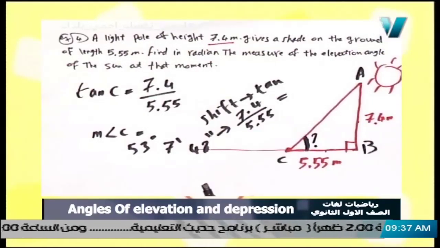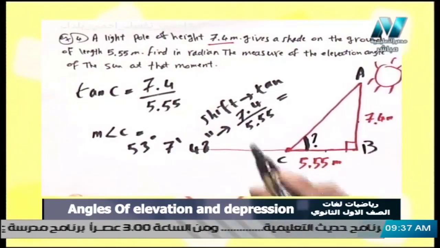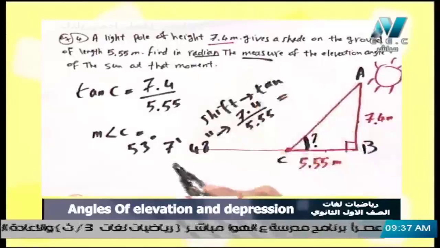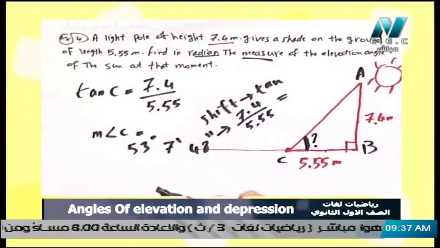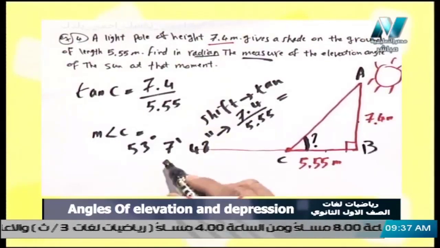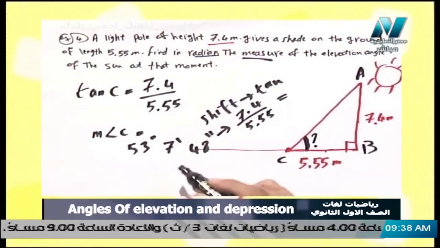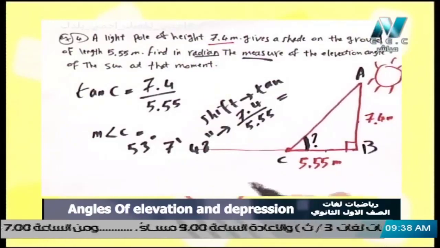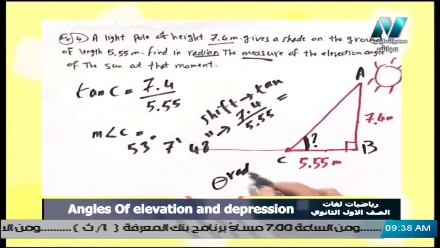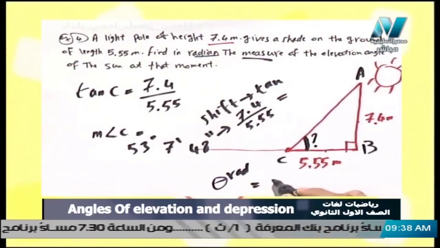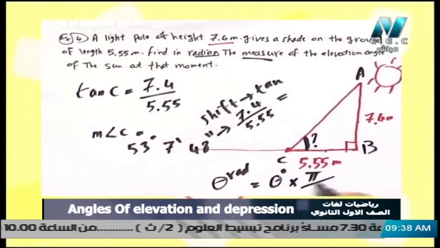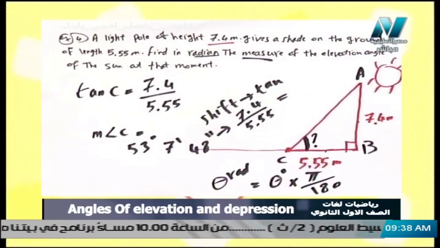But do not forget that he wants you to find the radian measure. This is the degree measure. Do you know how to convert from degree to radian? If we have theta in degrees, to find theta in radians, you must put theta degrees times pi over 180 degrees. This is the rule.